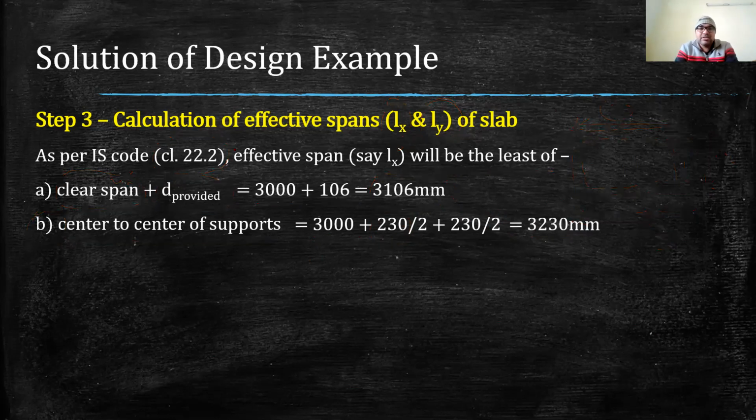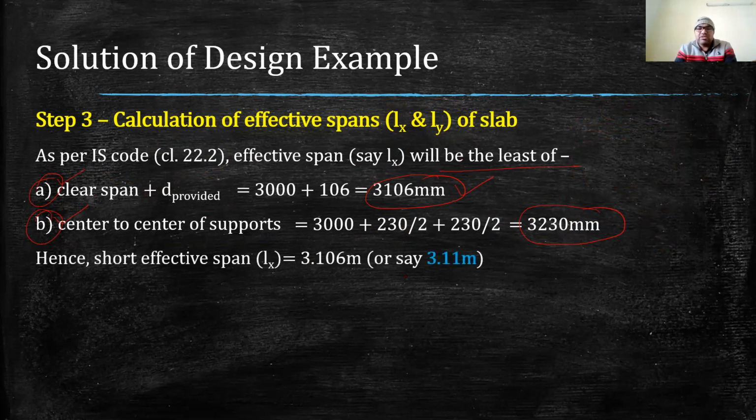As you can see, it is written that the effective span will be the least of A and B. According to A, the effective span is 3106. According to the second parameter, the effective span is 3230. Now we will take the lesser one, and the lesser one is 3106. So we are rounding off this value 3.106 meter as 3.11. So we can consider Lx as 3.11 meter.